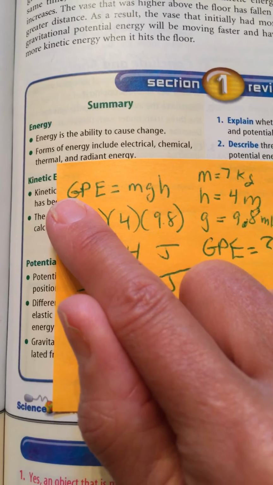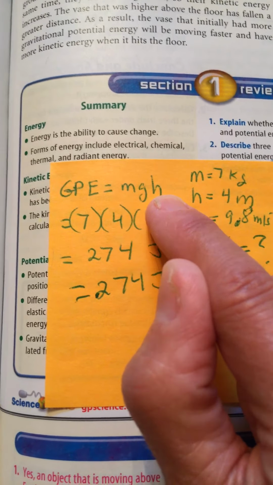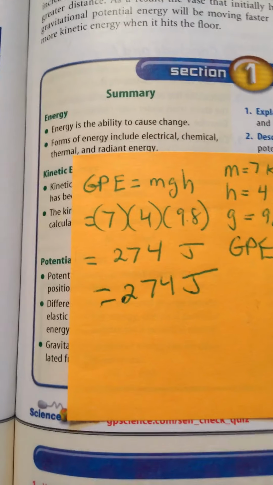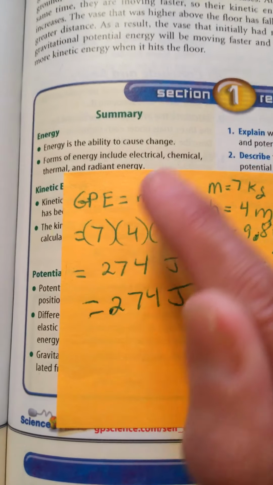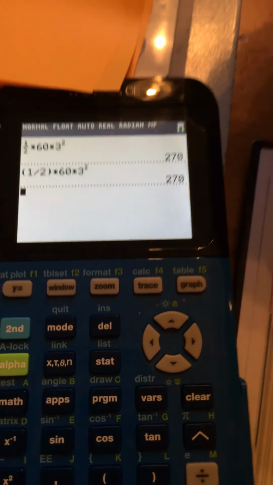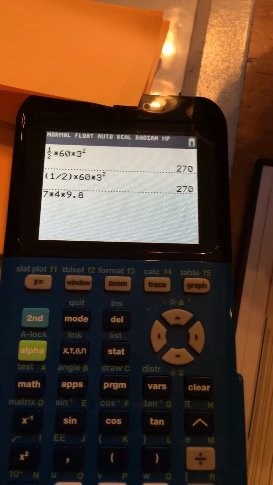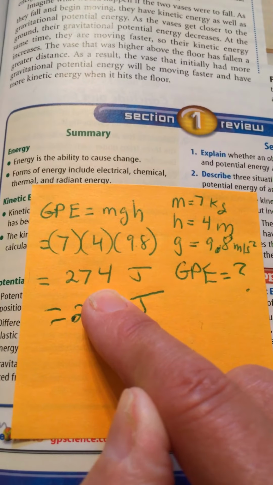Next, I write my formula. Gravitational potential energy equals mass times gravity, acceleration due to gravity, times the height. So then I substitute, and I put it right underneath. So right under mass, I put 7. Now, I've got to admit to you though, I switched it, because right under G should be 9.8 and right under H should be 4. But I can go ahead and put them into my calculator. 7 times 4 times 9.8, and it is 274.4, which they rounded in the book up to 274 joules.